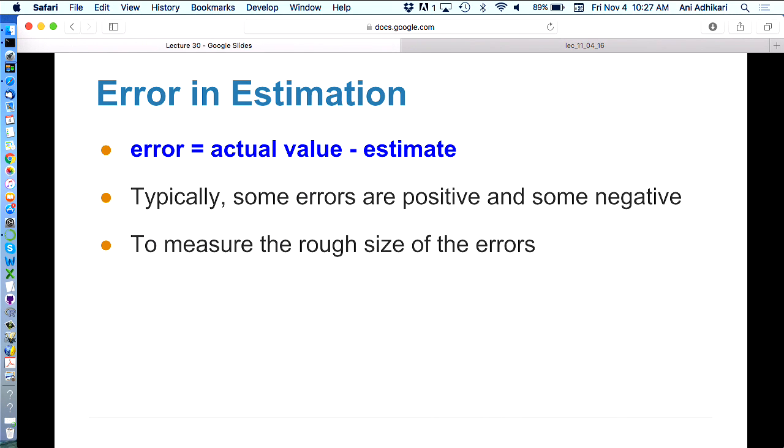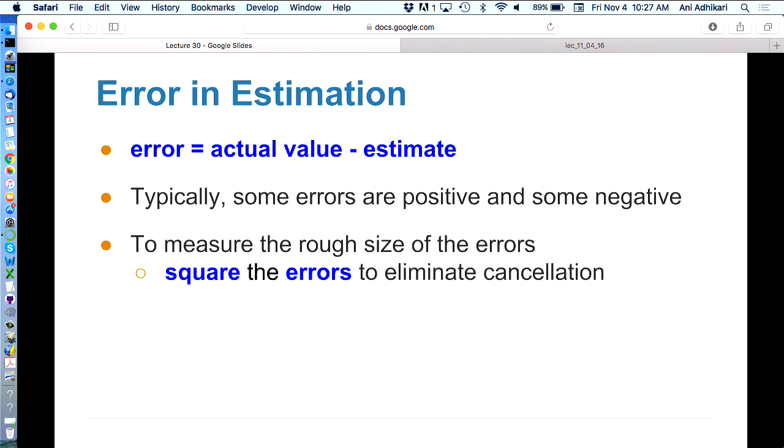You should get rid of the minus sign. Yep. What's the way we've been getting rid of the minus sign in errors? So we've been squaring. And then we've been taking the average of these squares. Where did we do this? When we were calculating standard deviation. That's exactly what we did.